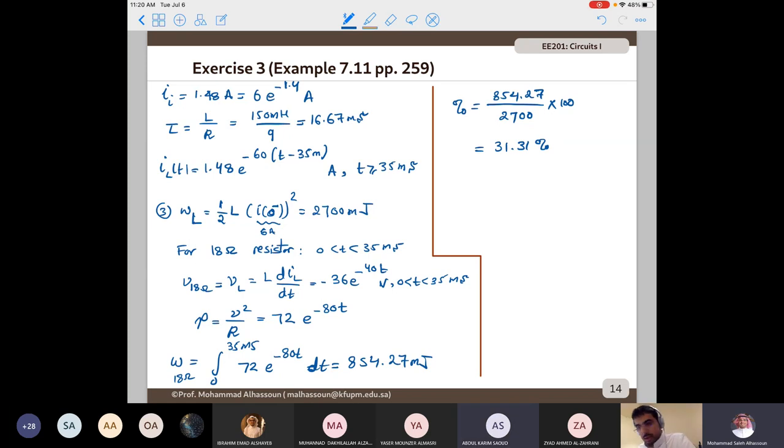Very good. Okay. Ahmed, sorry, again, why? Which reason? Of 6 ampere? This is the initial current. Yes, this is the initial current passing through the inductor. Thanks.